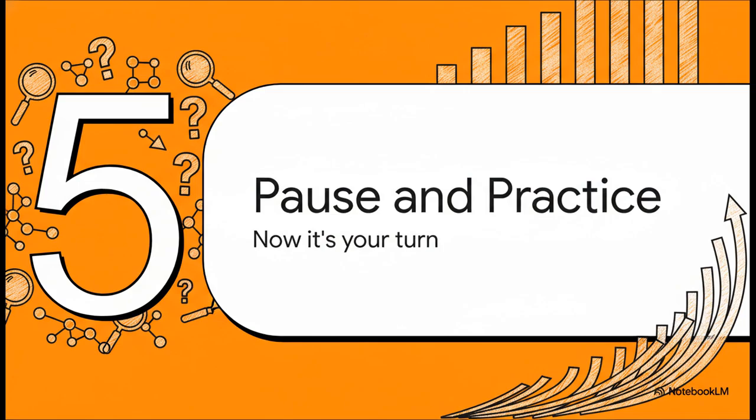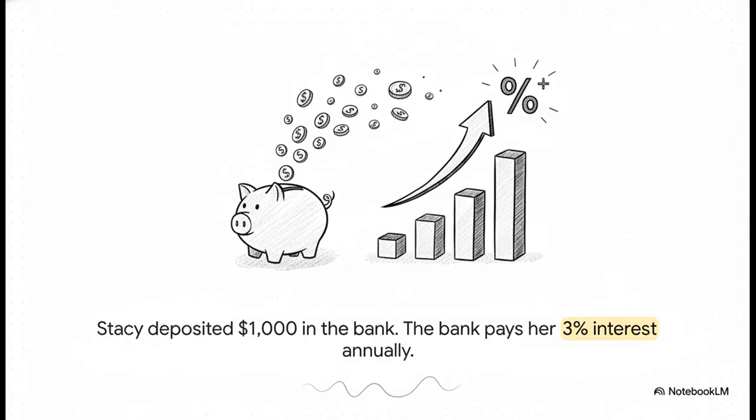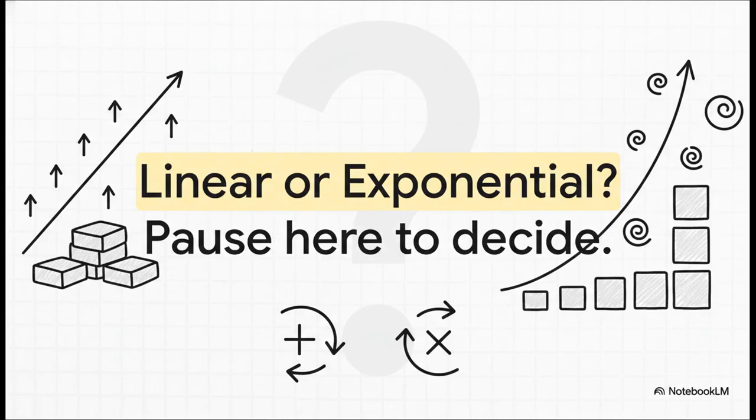Okay, you've seen the ideas, you've seen an example, now it's your turn. Time to put those new pattern spotting skills to the test. So here's the situation. A person named Stacy deposits $1,000 into a bank account, and the bank pays her 3% interest every year. So the question is: is this linear growth or is it exponential growth? All right, this is where you hit pause, take a second, really think it through. Are we adding a set amount of money each year, or is something else happening? Are we multiplying? Decide on your answer and then press play when you're ready.